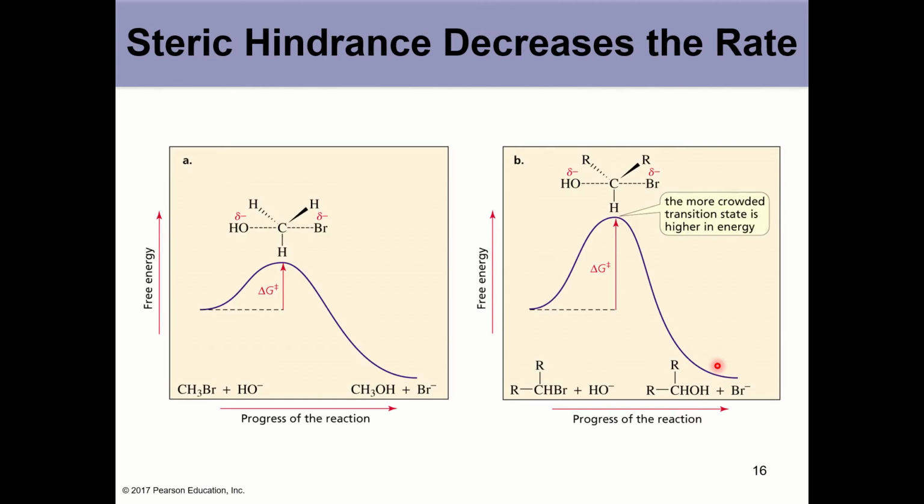All right. Steric hindrance is going to decrease the rate, and what is going to be changed is the activation energy. So it's going to require more energy to enter the transition state for the final product. Because the more crowded the transition state is, the higher energy the transition state is, and the higher the energy of the transition state, the slower the reaction.